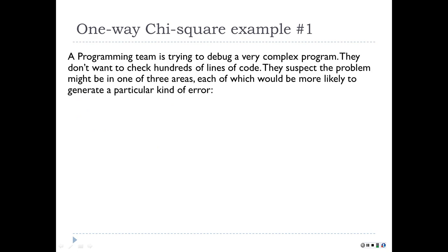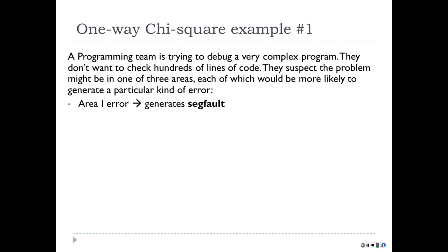Let's say a programming team is trying to debug a very complex computer program. They don't want to check hundreds of lines of code, so they suspect the problem might be in one of three areas, each of which would be more likely to generate a particular kind of error. So they'll just run the program a bunch of times and see how frequently the errors occur. And if the errors are in this area, then they know where to look for the bug, and if they're in the other area, etc.